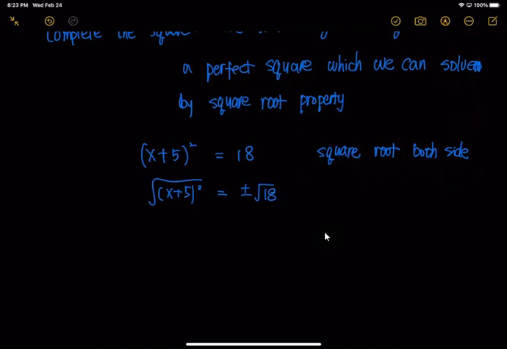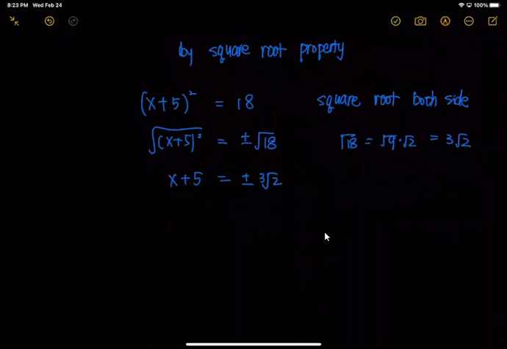Okay, the square root and the square clear out. So I have x plus 5 equals plus or minus the square root of 18, which is the square root of 9 times the square root of 2, which is 3 times the square root of 2. So I have positive and negative 3 times the square root of 2. And then I subtract 5 on both sides. So x equals -5 plus or minus 3 times the square root of 2.